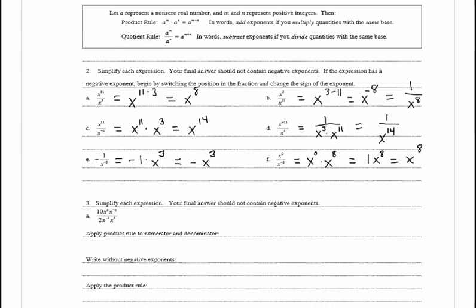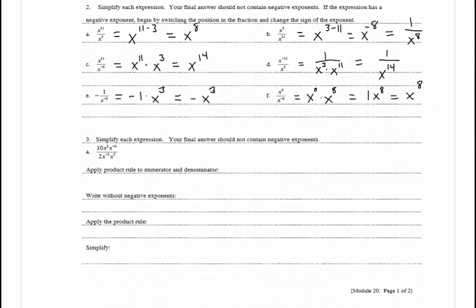In F, we have x to the 0 divided by x to the negative 8th, and we could write this as x to the 0 times x to the 8th. And remember, x to the 0 is equal to 1. So we could say that this is 1 times x to the 8th, and that's equal to x to the 8th.